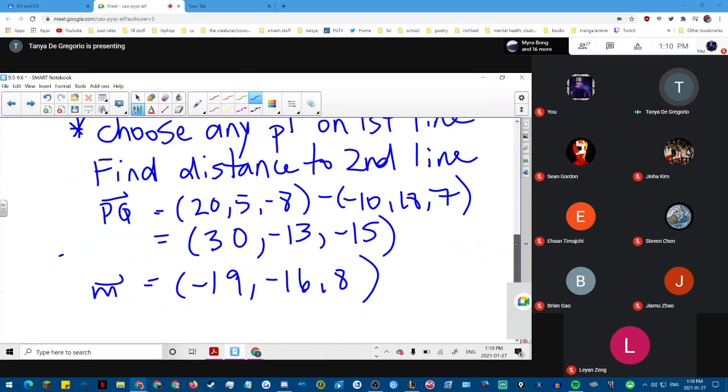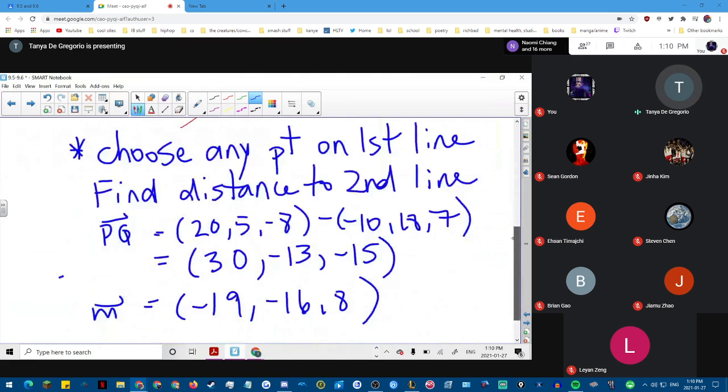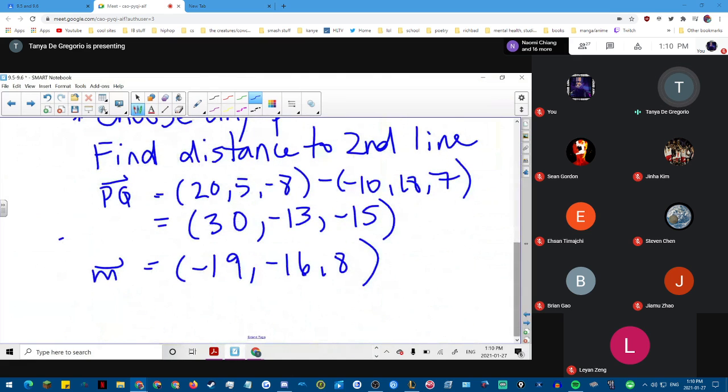Okay, where were we? So choose any point on the first line. We've got two parallel lines. Choose any point on the first line and find the distance to the second line. Okay, so here we go. I've got my point PQ. I've got my direction vector M. So now we need to cross the two, because I want to find that distance between.